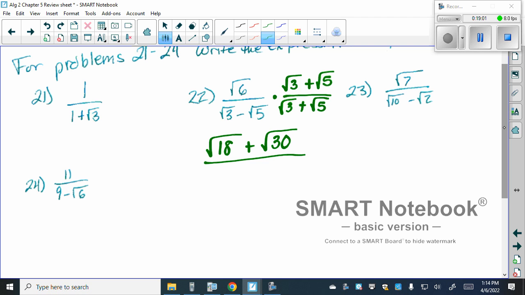Now for the denominator, we're going to multiply through. So we'll do square root of 3 times square root of 3, which is square root of 9. Square root of 3 times square root of 5 is going to be plus the square root of 15. Negative square root of 5 times square root of 3 is negative root of 15. And negative square root of 5 times square root of 5 is going to be negative square root of 25.